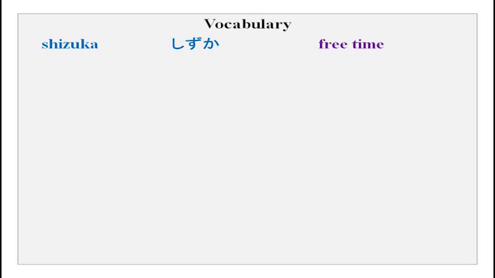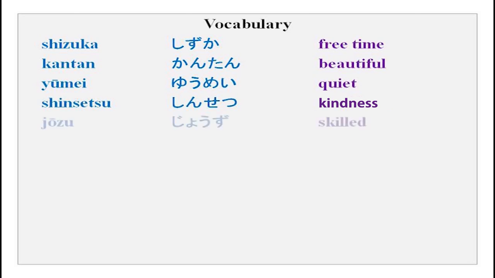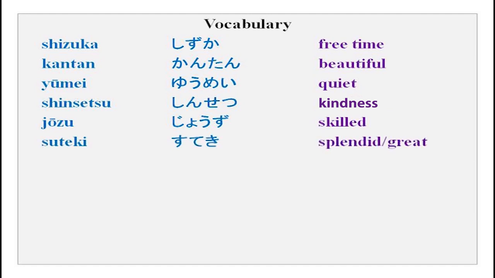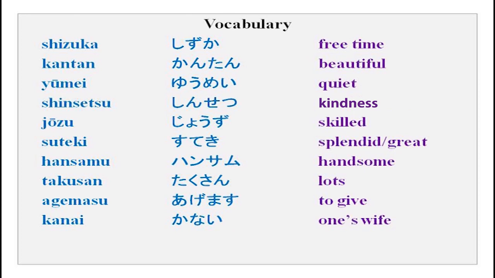Shizuka, Kantan, Yume, Shinsetsu, Jozu, Suteki, Handsome, Takusan, Agemasu, Kanai, and in the end, Chikatetsu. So, the meanings are given and you can revise it later.